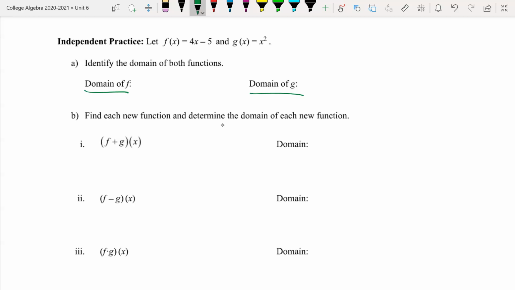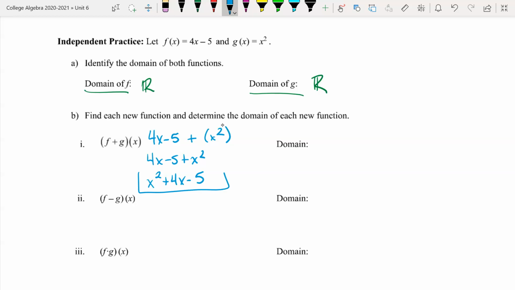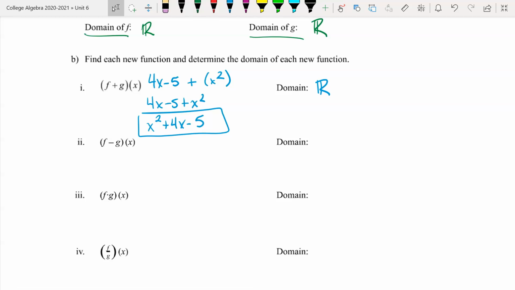So pause the video, try the domain of f, domain of g. F plus g of x. So I'm going to write this one in the correct order. X squared plus 4x minus 5. Again, your domain would be all real numbers. Next one. F minus g of x, so 4x minus 5 minus x squared. Again, domain would be all real numbers.